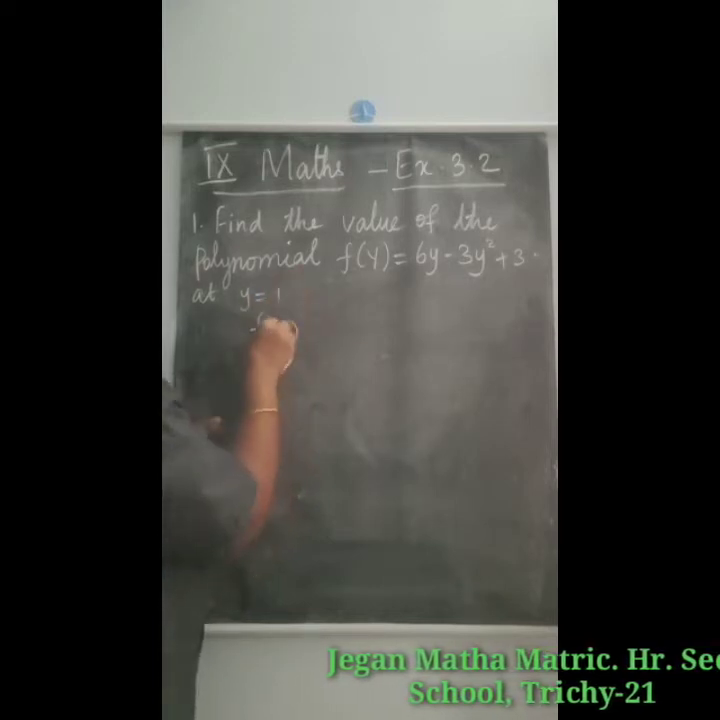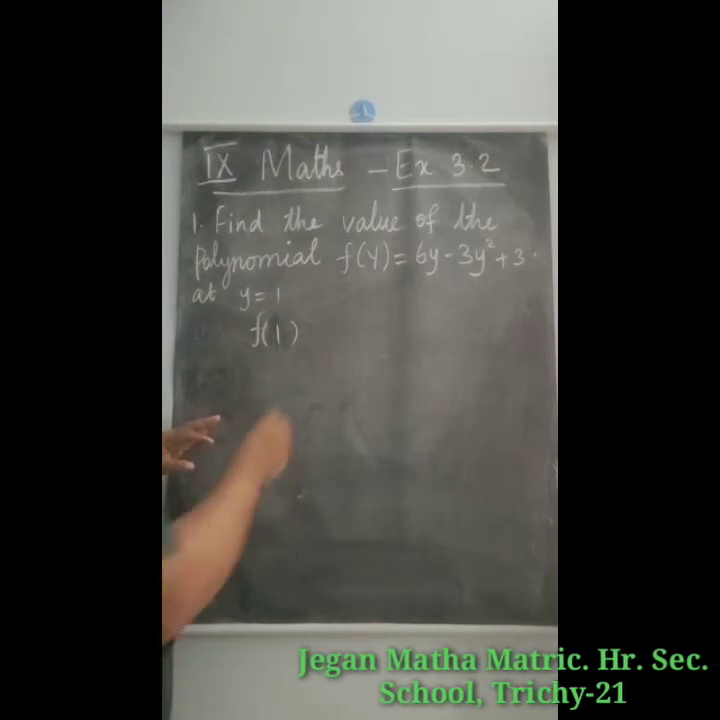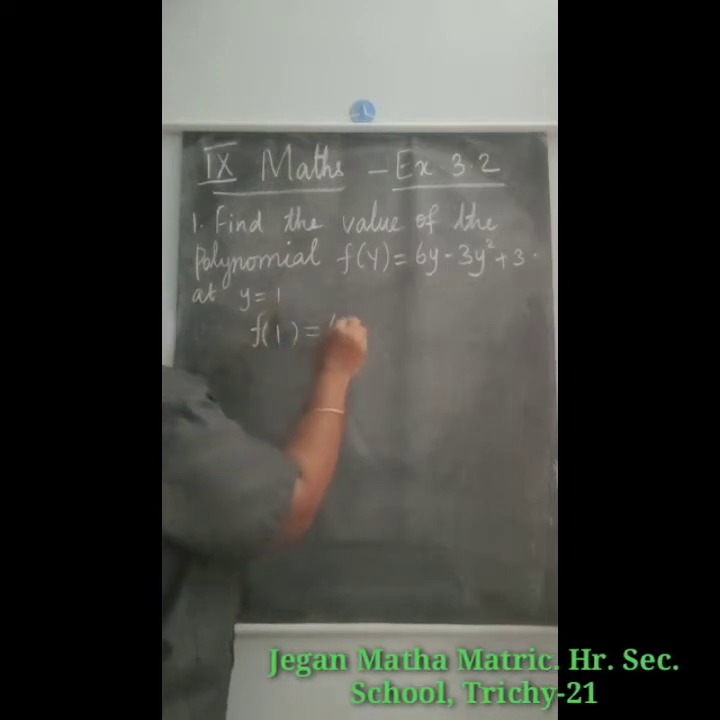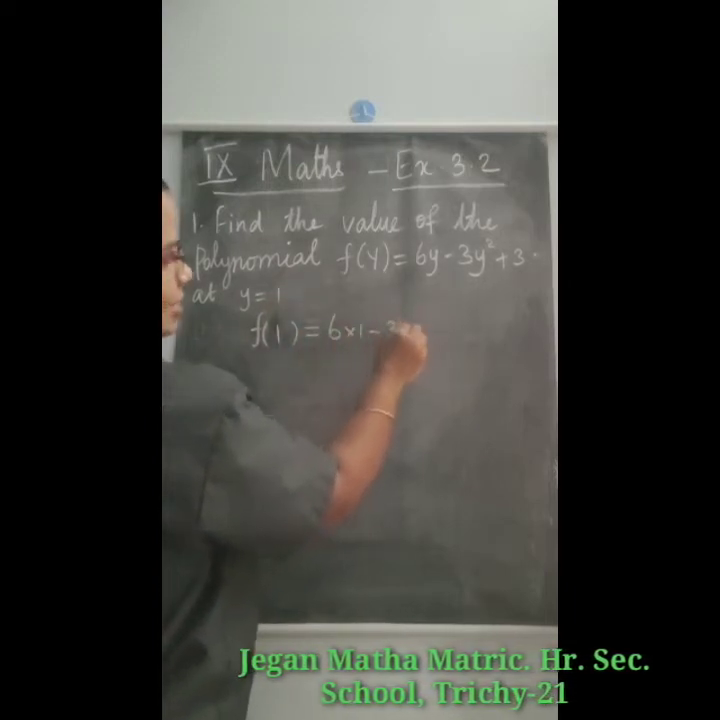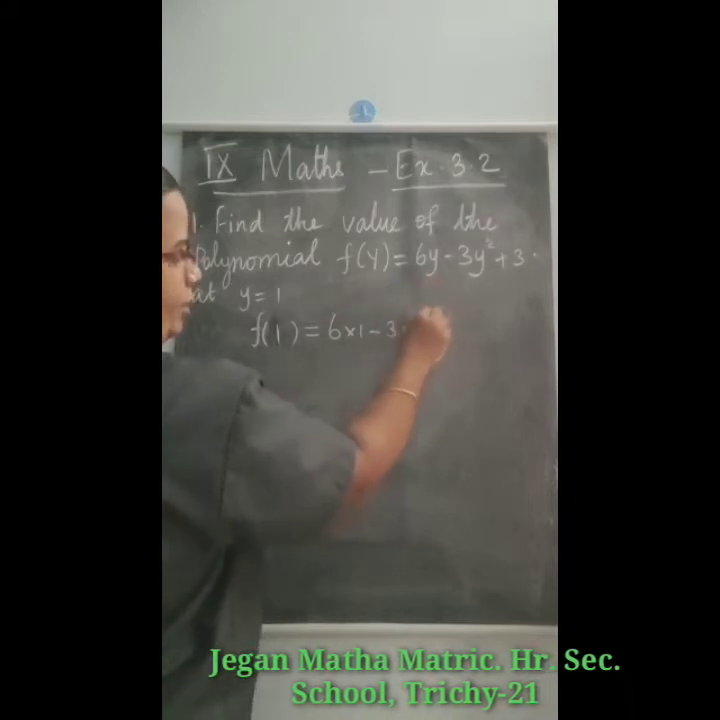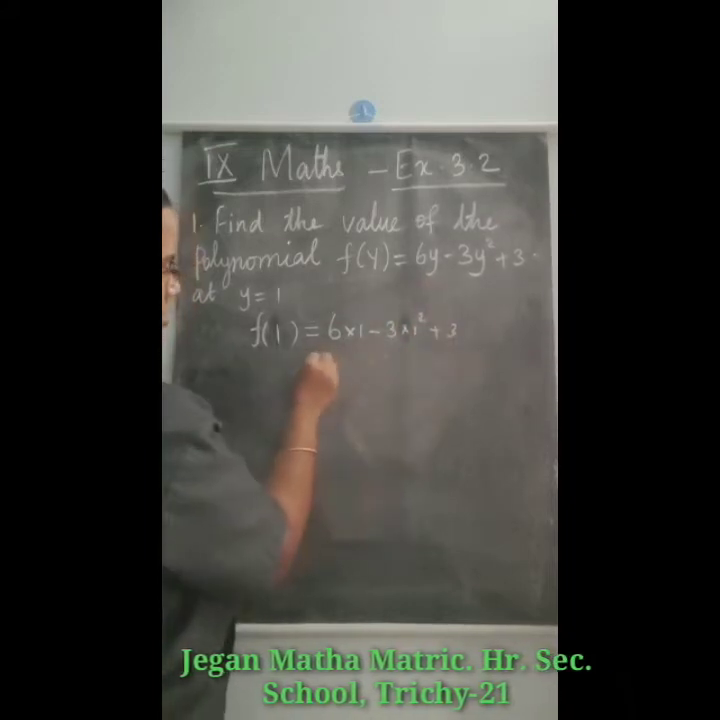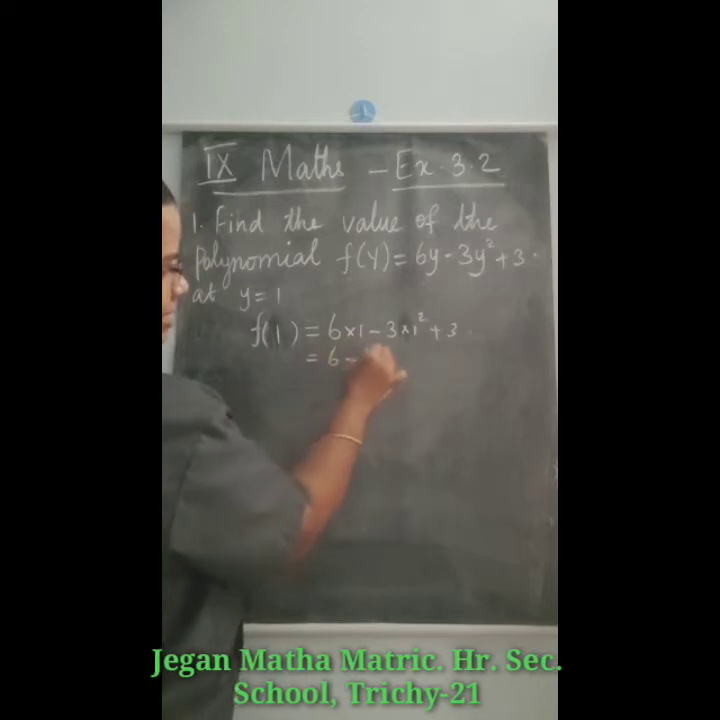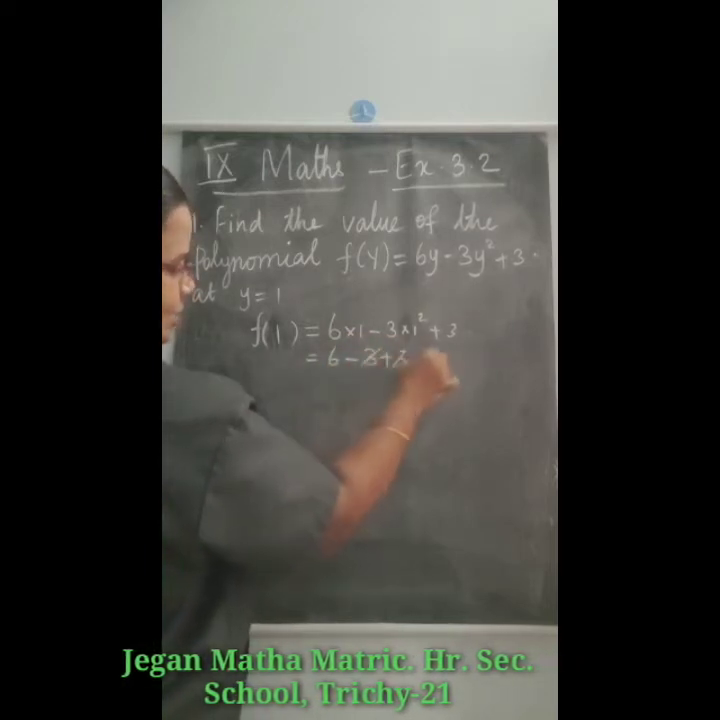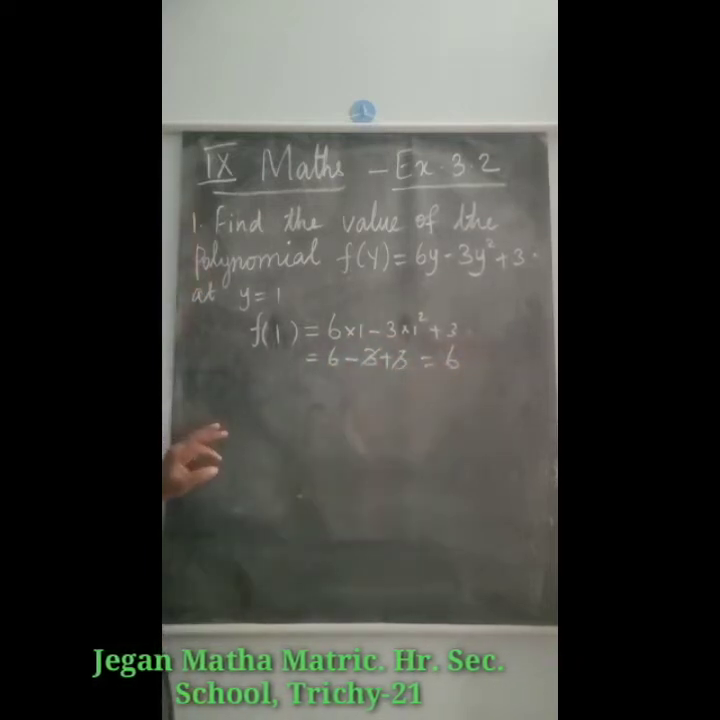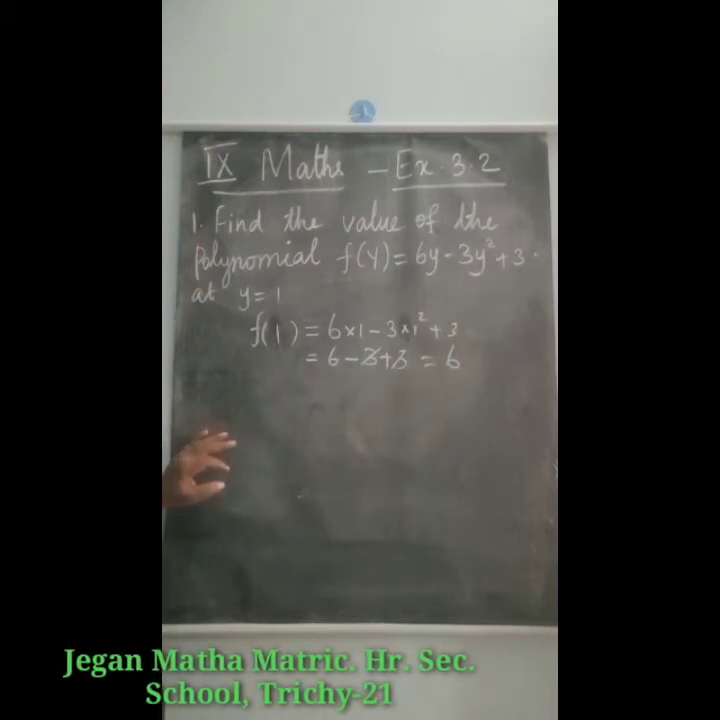So instead of y you have to substitute 1, meaning f of 1 is equal to 6 into 1 minus 3 into 1 squared plus 3. So that is equal to 6 minus 3 plus 3, the 3s cancel. So that is equal to 6. So f of 1 is equal to 6.